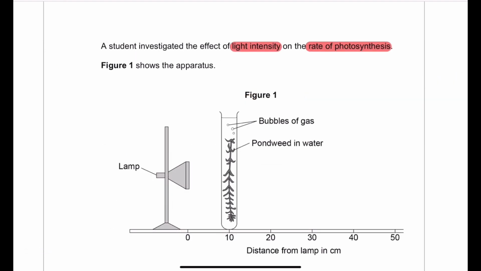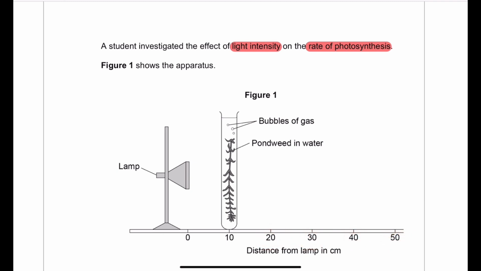In the apparatus, we have a lamp which produces light. We have pondweed in the water which is doing photosynthesis because light is falling on it and oxygen gas is produced here. A student investigated the effect of light intensity on the rate of photosynthesis. Figure 1 shows the apparatus. If you see the apparatus, the lamp is present, and the plant is present at a distance of 10 centimeter, which can be moved towards the right side to about 20 centimeter, 30 centimeter, 40 centimeter, and 50 centimeter away from the lamp.